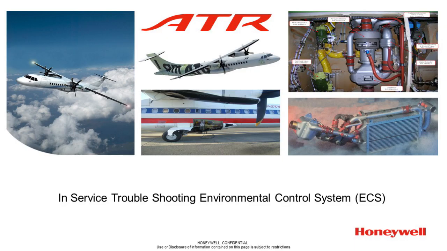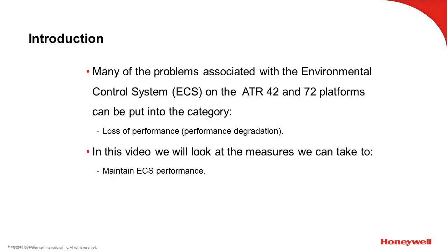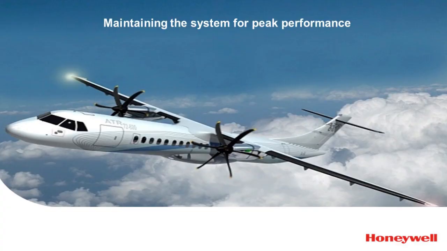Many environmental control system issues reported on the ATR 72 and 42 platforms can be attributable to preventable loss of system performance. In this video, we will examine the most common cause of reduced system performance, along with some simple maintenance activities that may be used to maintain optimal ECS performance.